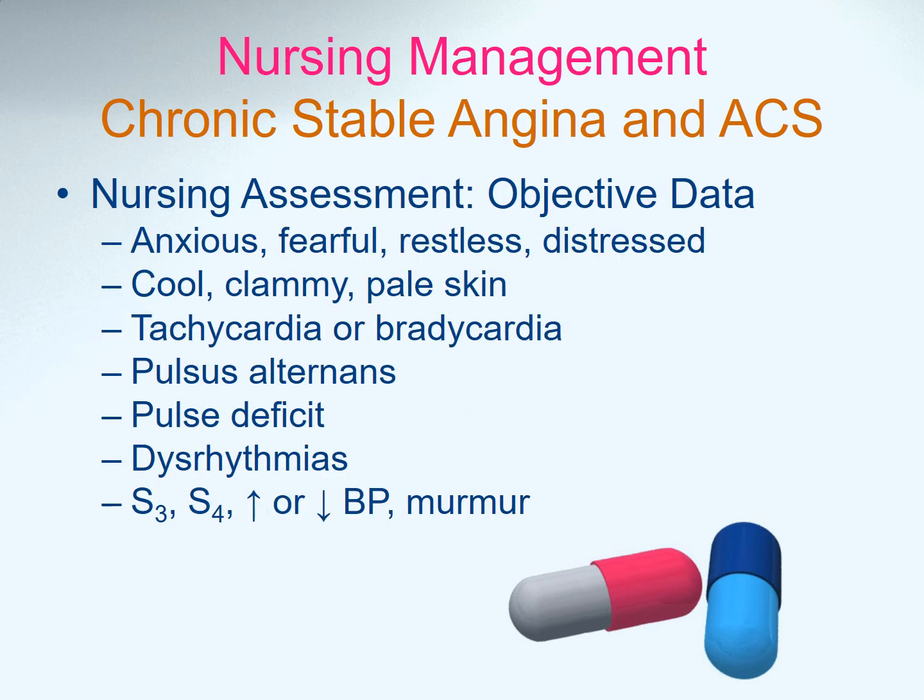So our nursing assessment objective data includes anxious, fearful, restless, or distressed feelings. Are they cool, clammy, pale, or ashen? Do they have tachycardia or bradycardia? Do they have pulsus alternans or pulse deficit? Do they have dysrhythmias? Have they developed abnormal heart sounds such as S3 and S4? Do they have hypertension or hypotension? And have they developed a murmur due to damage to the papillary muscle?